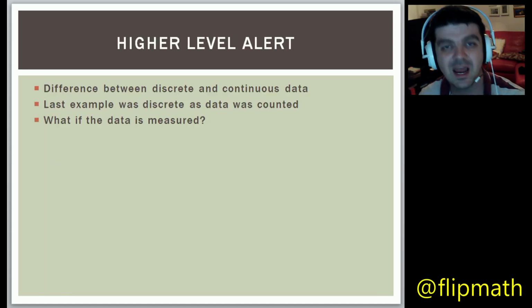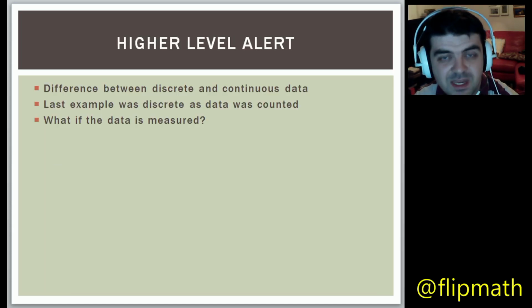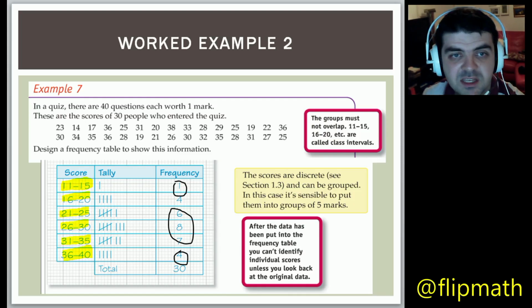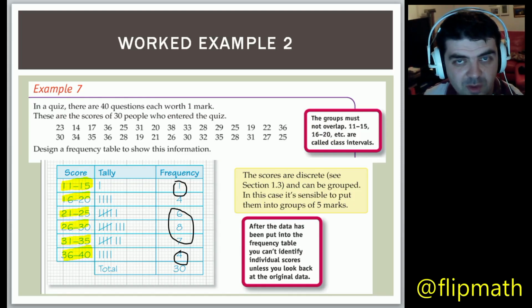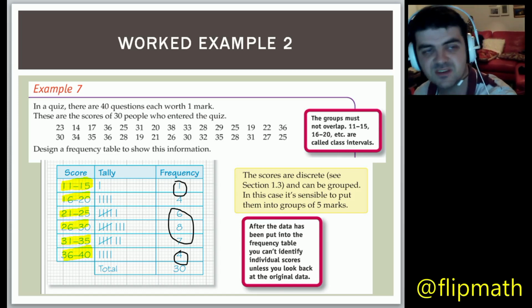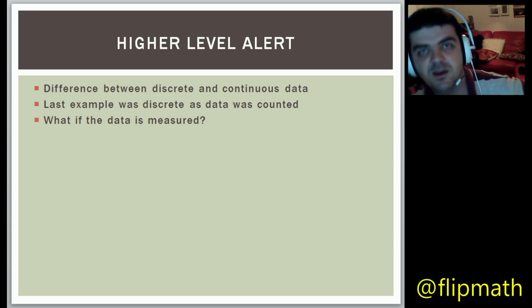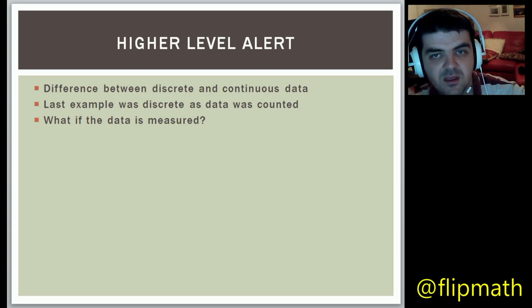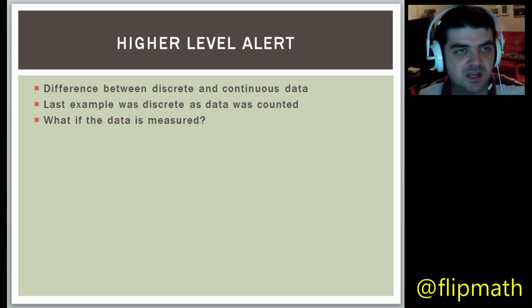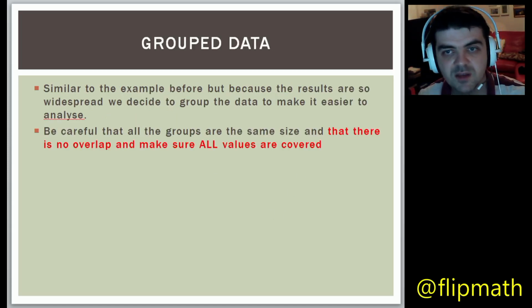I'm going to throw a higher level alert here. So again, that was discrete data. If I look back, these scores are counted. The number in the scores is counted. You either scored 23, 24, 25, 26, 27, 28, etc., etc. What happens if you have continuous data? What if the data is measured? Now, remember, if we look back to what we were trying to cover beforehand, we want to make sure there's no overlap and to make sure all values are covered.